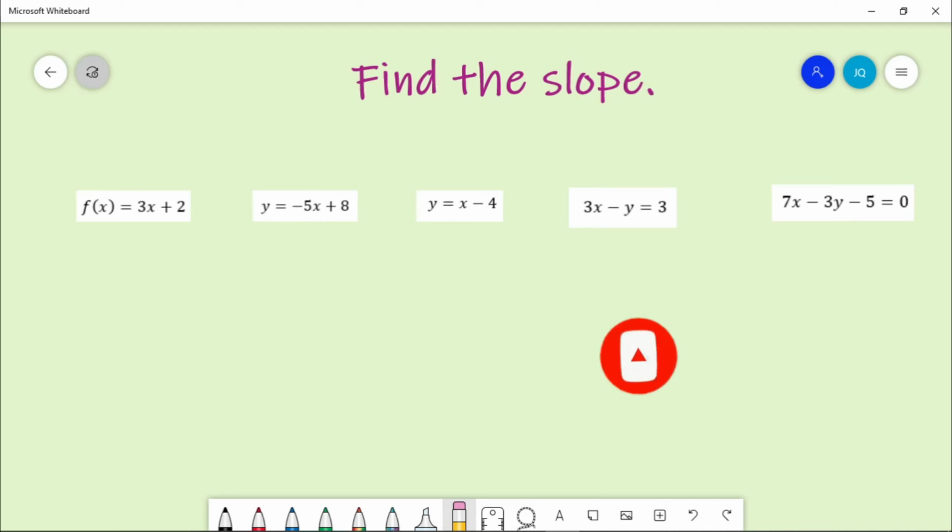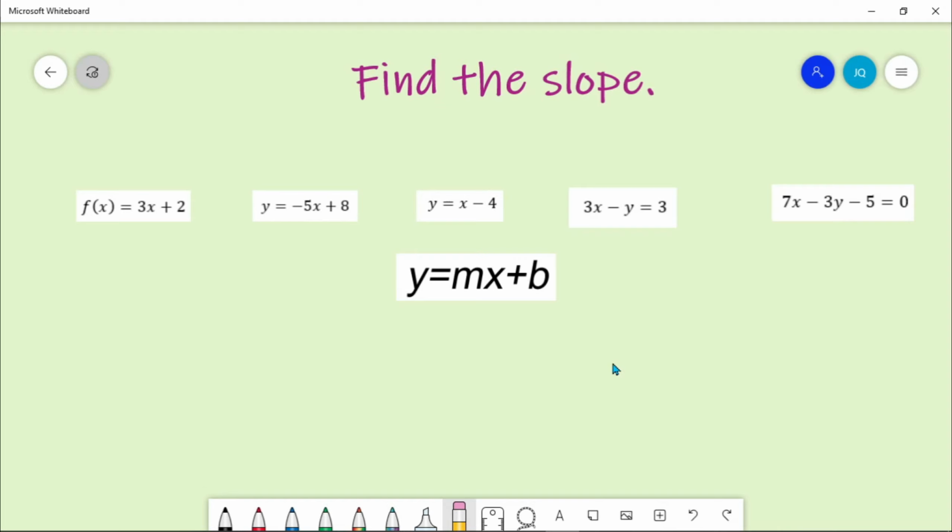Okay, so going back to our task, that is finding the slope given the equation of a line in various forms. To find the slope, all we need to do is to transform these different forms of the equation into one form. What is that form? That is actually called the slope-intercept form. That is y is equals to mx plus b.